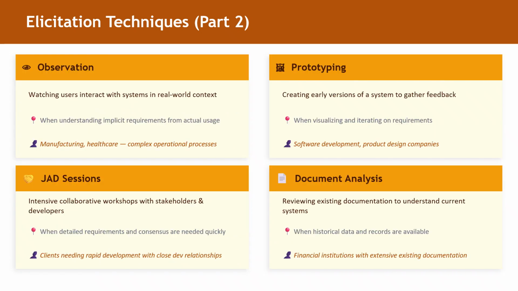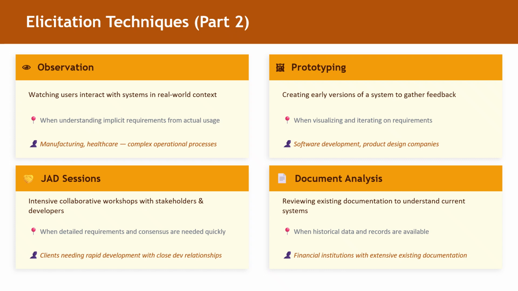Now let's look at more advanced techniques. Observation. Here, the business analyst observes users performing their tasks. This helps identify hidden or implicit requirements, that is, things users may not explicitly mention. For example, in a hospital system, observing how nurses use software can reveal real challenges. Next, prototyping. This involves creating a basic version of the system. Stakeholders can interact with it and provide feedback. This is very useful when requirements are not clear initially.